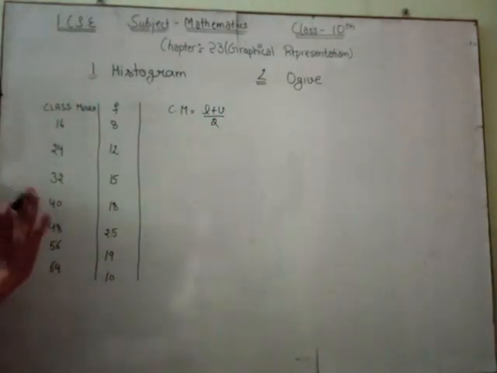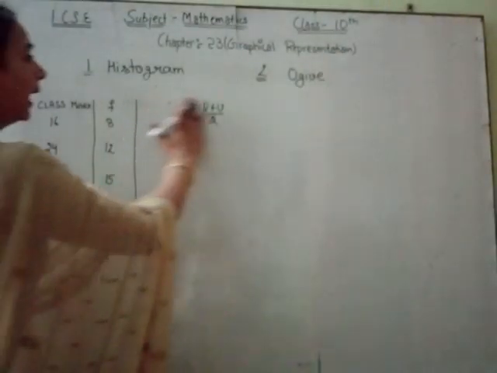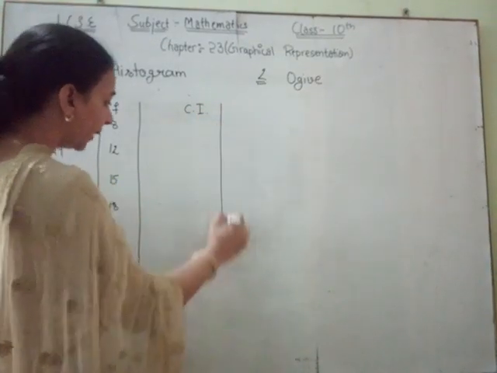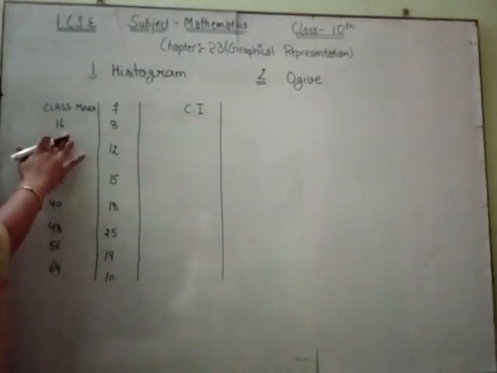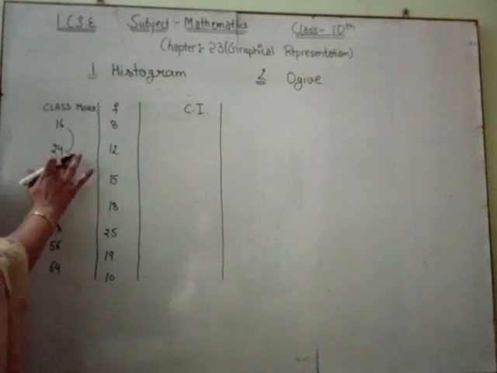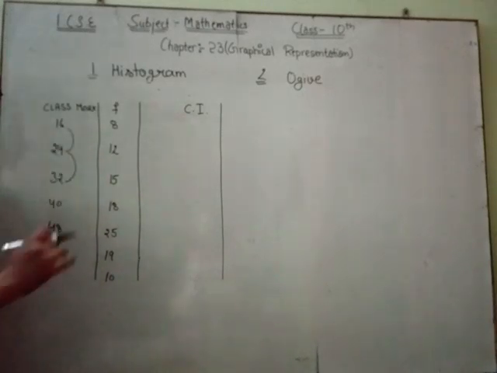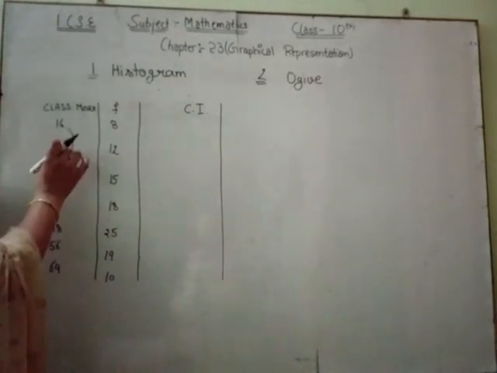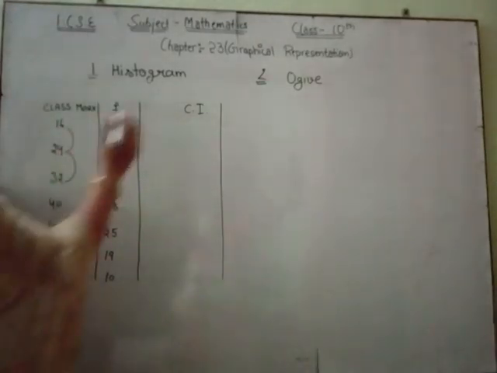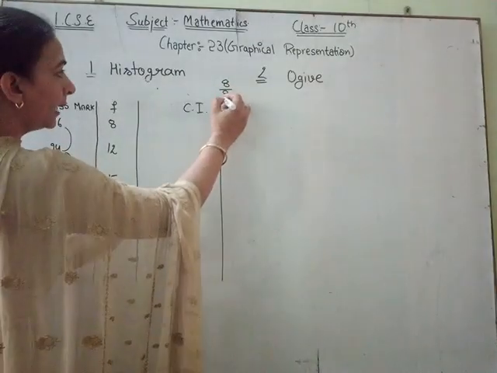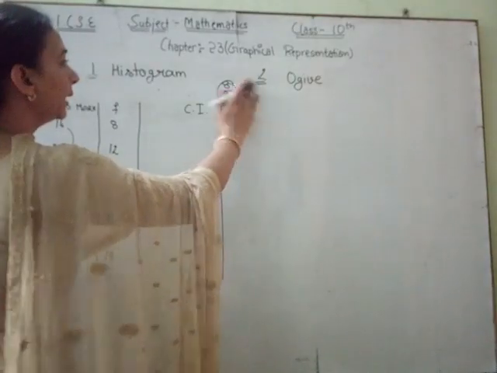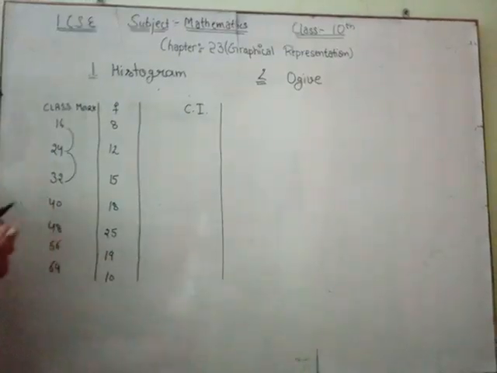If class marks are given and you want to find the class interval, there is a method for finding class interval with the help of class marks. Student, you find the difference between these two: 24 minus 16, that is 8. Difference between first and second class marks, 24 minus 16, is 8. We divide 8 by 2, that equals 4. Difference is 4.